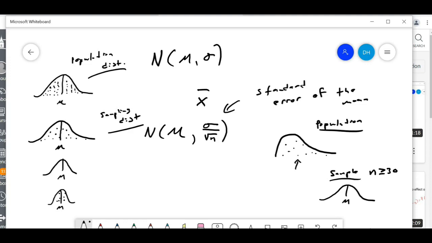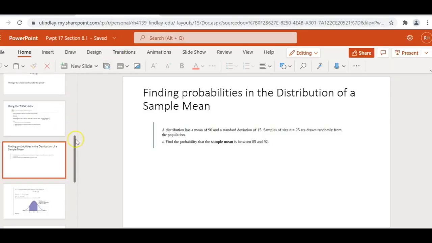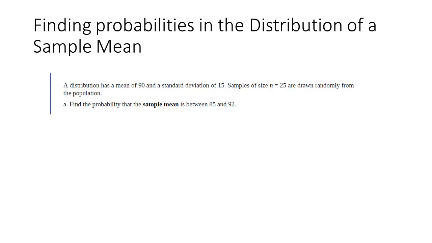Okay, let's look at a problem. A distribution has a mean of 90 and a standard deviation of 15. The only thing that's changed is now we're going to move to a sampling curve, and we're drawing 25 people at a time. What's the probability the sample mean is between 85 and 92?